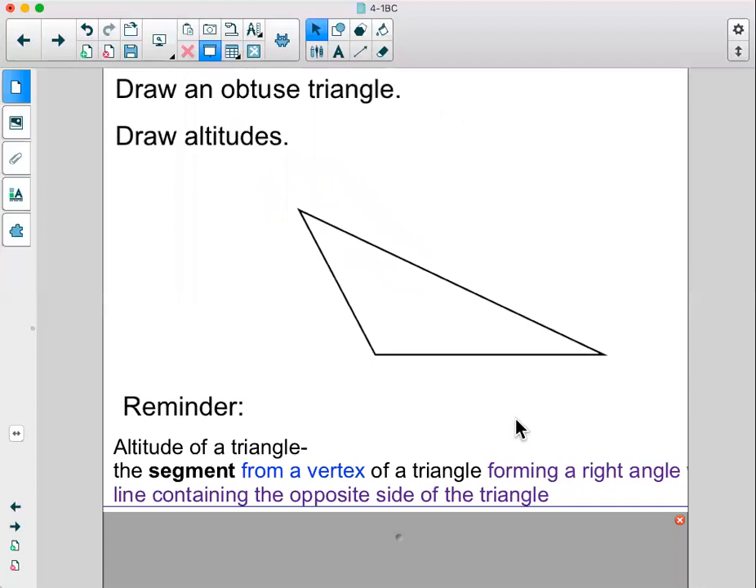Now this is the trickiest one, because remember the definition says that an altitude of a triangle is a segment from a vertex forming a right angle with the line containing the opposite side. So when it comes to the obtuse triangle, we're going to have to make extensions of the opposite side in order to achieve this goal. Give it a try on your own paper and then press play for the solution.